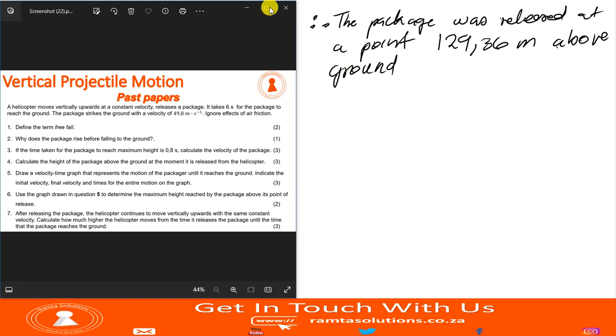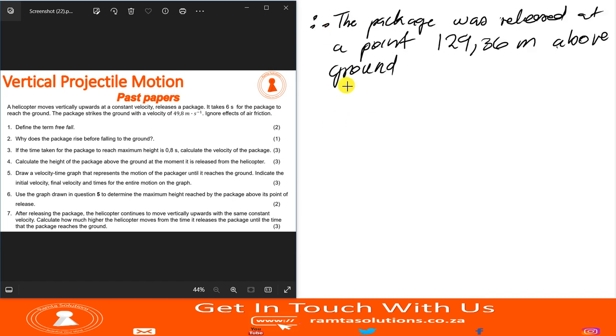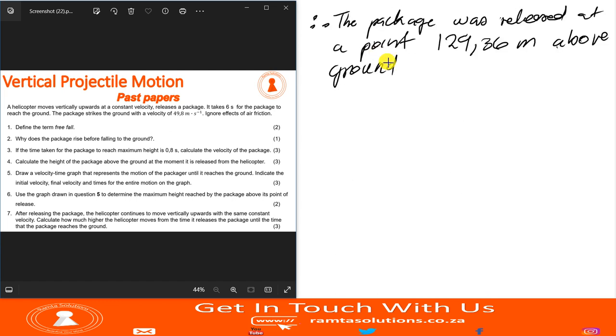So if you left your answer like this, you will have to conclude your answer. Even instead of writing this whole statement, you can say it's 129.36 meters. That is the height. Or you can say, therefore height is 129.36 meters. That is still okay. All right.